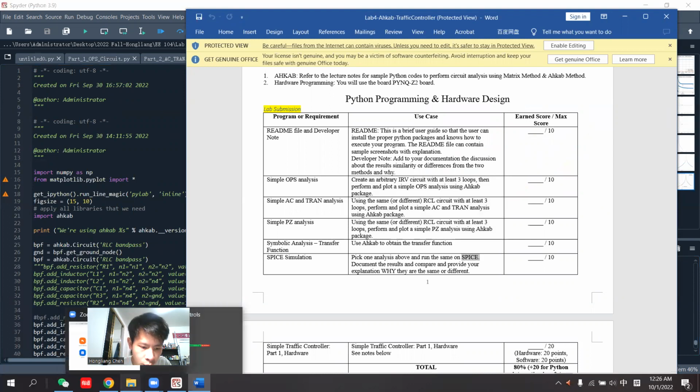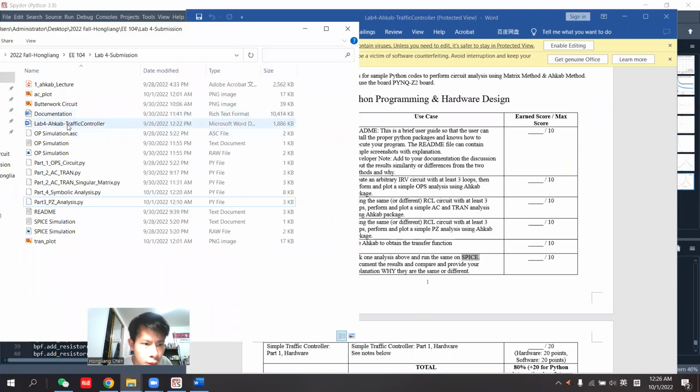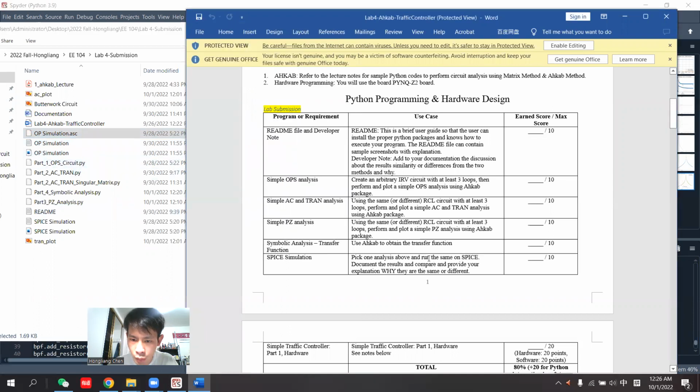So as I show, this is part 1, operating point simulations, to run the circuits and double check if the outputs are the same, and document the results and compare and provide your reason why they are the same or different.